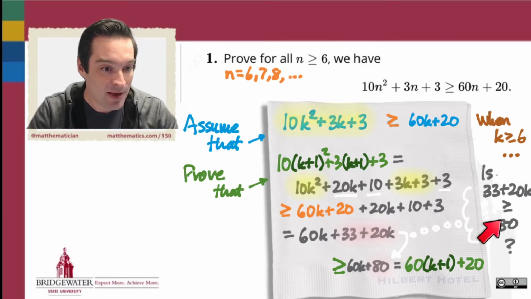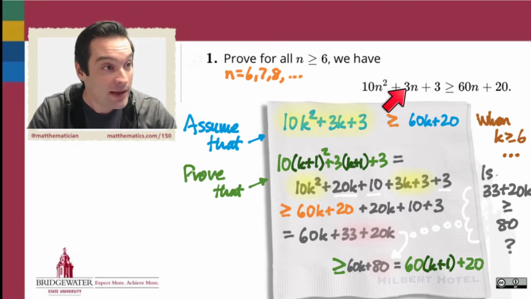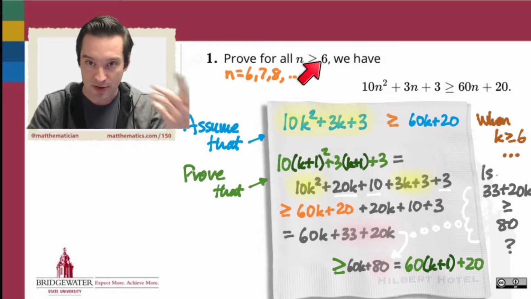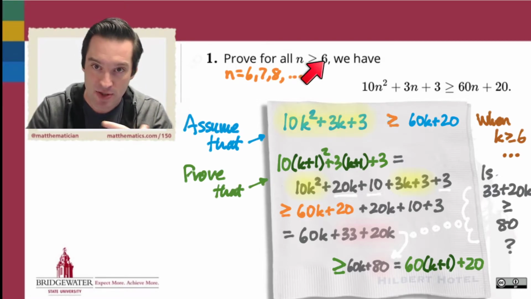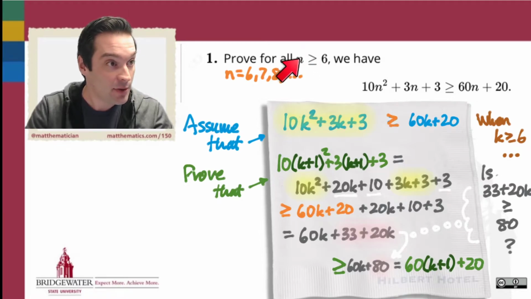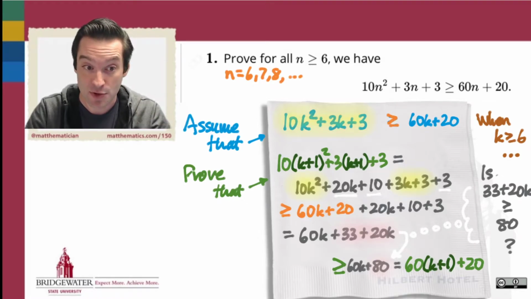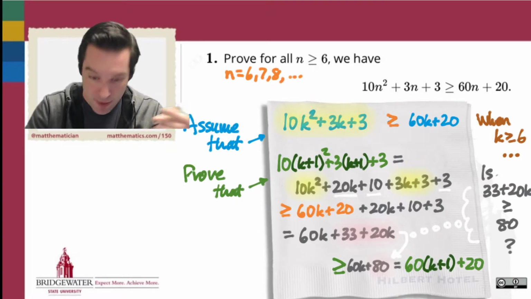Instead of writing on my napkin, maybe I'm writing directly on my tabletop or something. Is 33 plus 20k greater than or equal to 80 when k is greater than or equal to 6? This is also a good opportunity to remind ourselves that k doesn't get to be just any old natural number. It has to at least be one of the natural numbers which satisfies my original quantification for n. So we know k has to be greater than or equal to 6 for sure. So what do we know about 33 plus 20k?